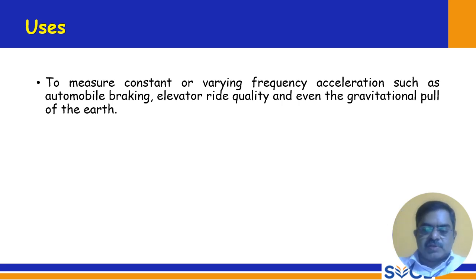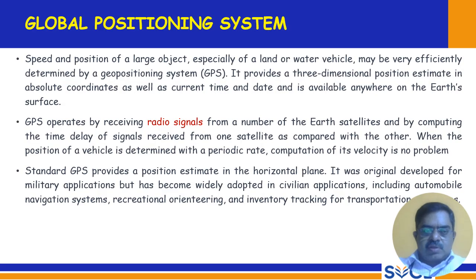Then we have GPS, the global positioning system. The speed and position of a large object, especially of a land or water vehicle, may be very efficiently determined by a geopositioning system, GPS. It provides a three-dimensional position estimate in absolute coordinates as well as current time and date, available anywhere on the Earth's surface. GPS operates by receiving radio signals from a number of Earth satellites and by computing the time delay of signals received from one satellite as compared with the other.